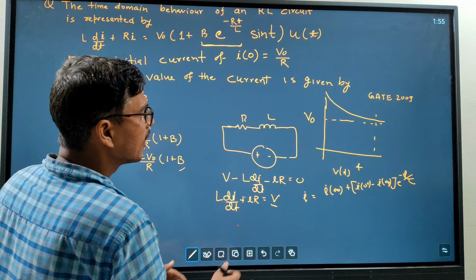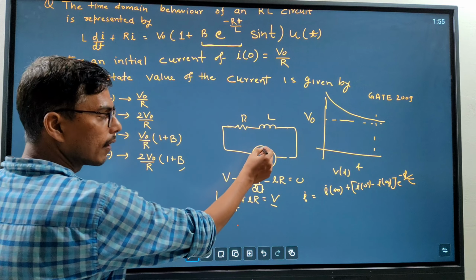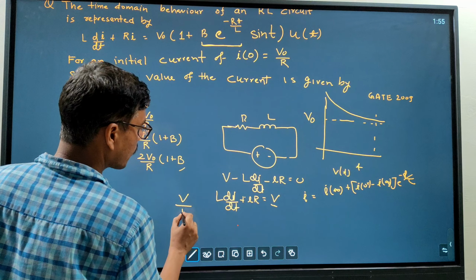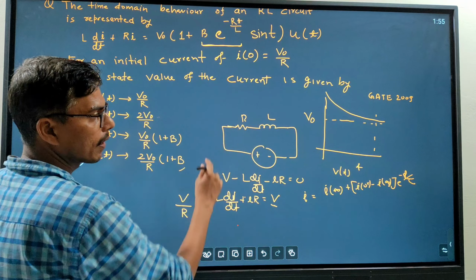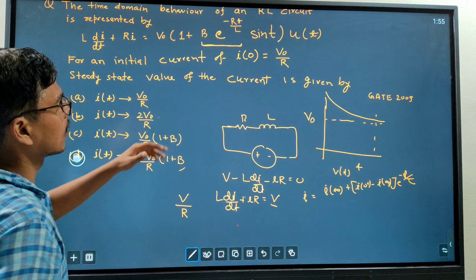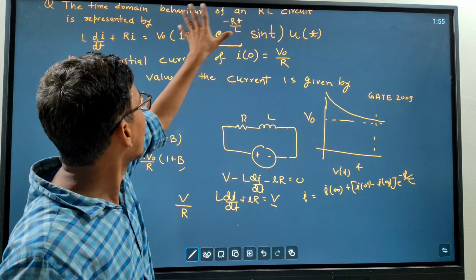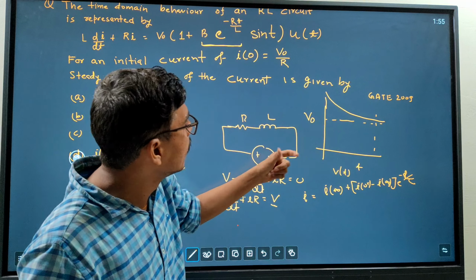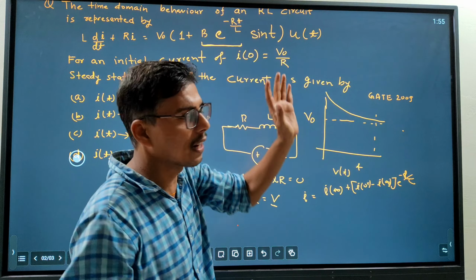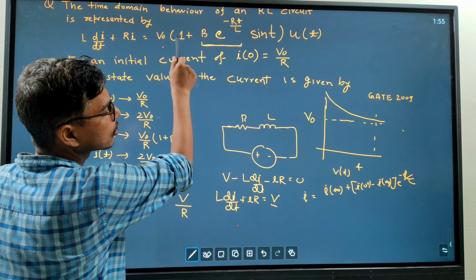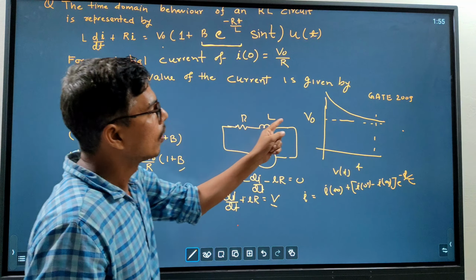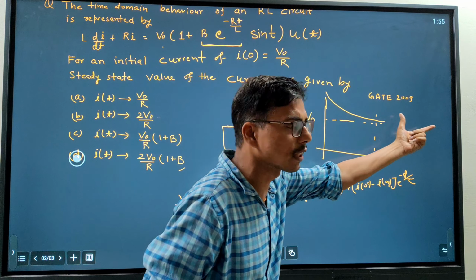In a steady state, in this circuit, the inductor behaves as a short, and the current becomes V by R, applied voltage by R. Similar is the situation at a steady state. This is 0, and now at a steady state only a constant DC is present. This component decays to 0. So in a steady state there is no variation. It is excited by a constant DC source.